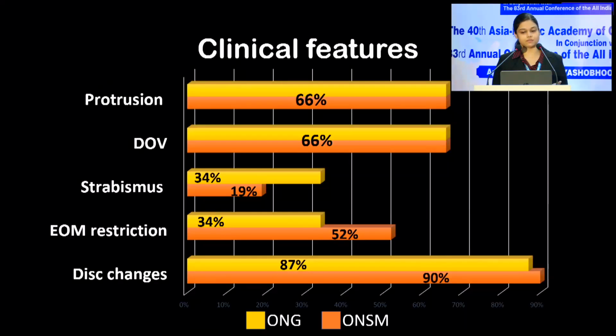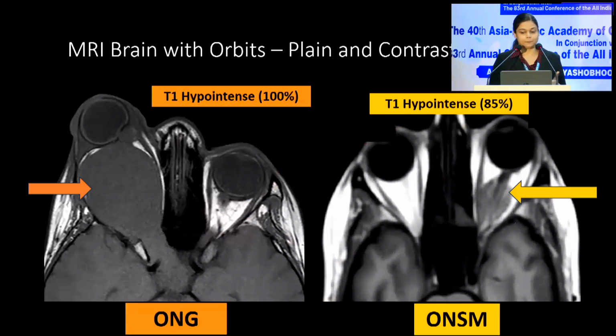The mean duration of symptoms among the glioma patients was 52 months, and among the meningioma patients was 73 months, with the most important clinical features being protrusion and diminution of vision. The appropriate imaging for optic nerve tumors is MRI brain with orbits, plain and contrast.